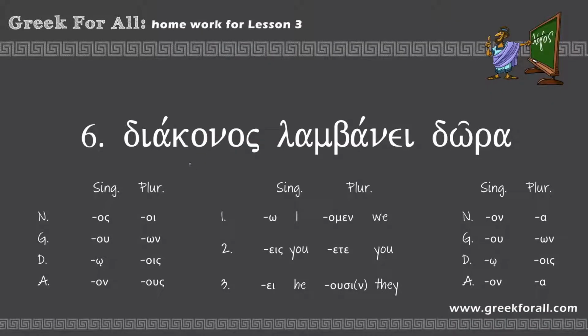And the first example which we will study today is number 6 in your homework. Here I have the personal endings for the present active indicative verbs and also the case endings for the masculine and the neuter nouns. Now let us read this sentence. Diakonos lambanei dora. Diakonos lambanei dora.